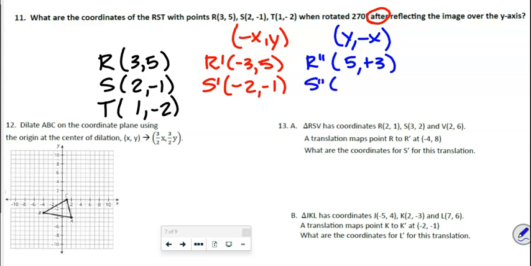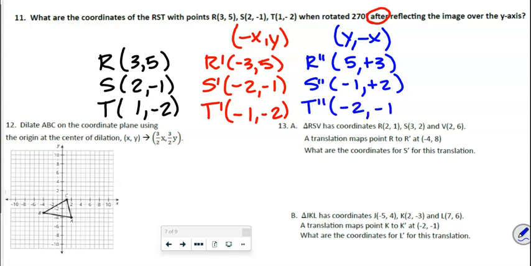S double prime, so that's going to end up being... we're just going to move them first, negative 1, negative 2, then again we're going to change that sign. See it? I flip them first and then I change the sign. Okay, T prime, wow, some problems with my colors, y'all. T prime is going to be negative 1 comma negative 2, right? And then when we do our T double prime, we're going to flip them, negative 2, negative 1, and we're going to change that to be positive, okay?